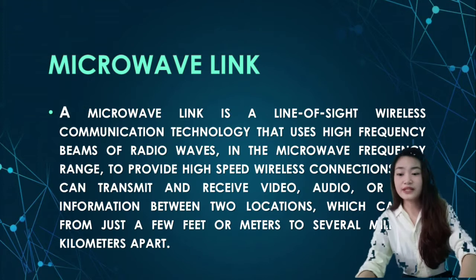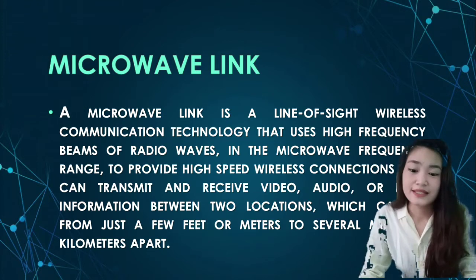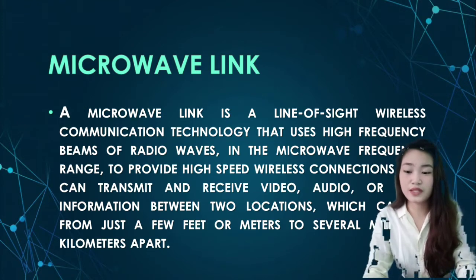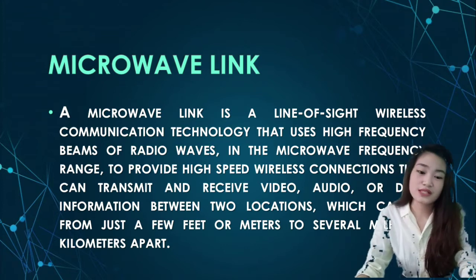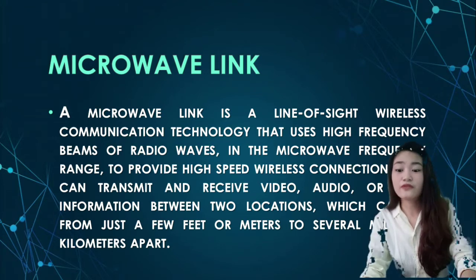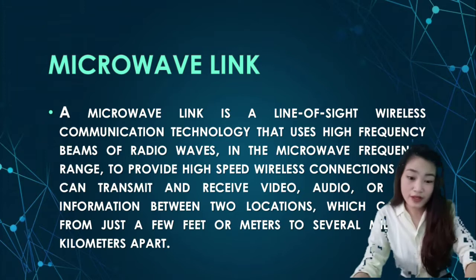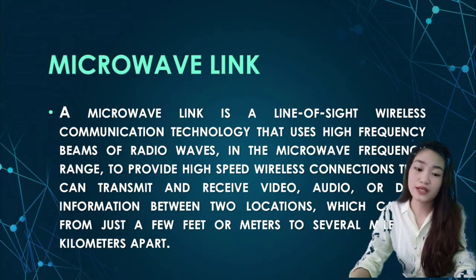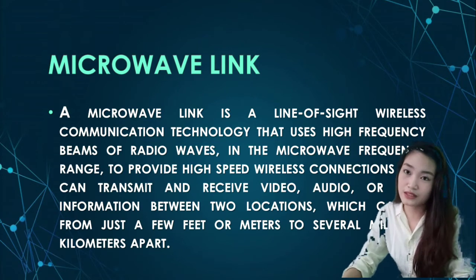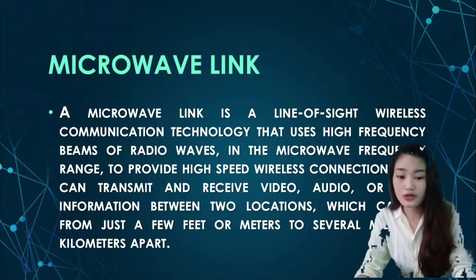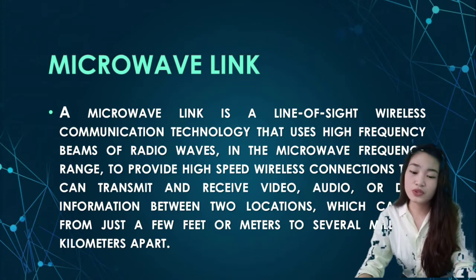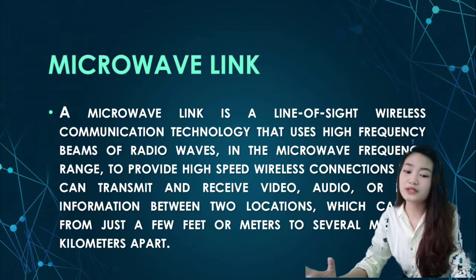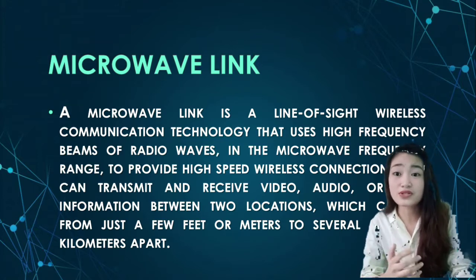What is a microwave link? A microwave link is a line-of-sight wireless communication technology that uses high-frequency beams of radio waves in the microwave frequency range to provide high-speed wireless connections that can transmit and receive video, audio, or data information between two locations, which can be from just a few feet or meters to several miles or kilometers apart.